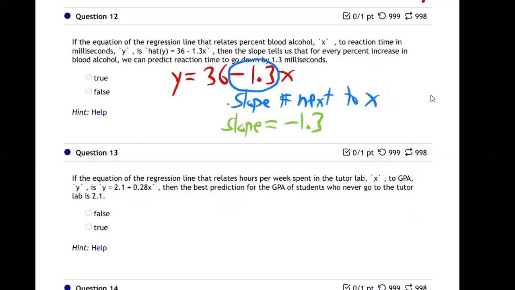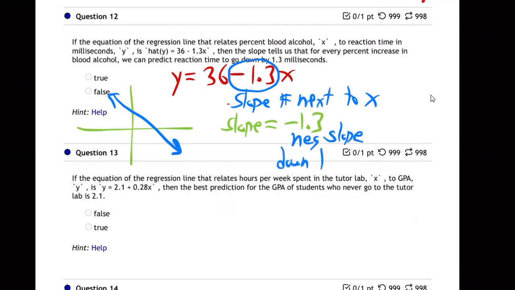Negative 1.3, which means that if you were to graph this line, it's a line going down. Negative slope, down to the right, right? It's a line going down to the right. And what are the connections? What are the variables here? Well, it says percent blood alcohol, X. This is percent blood alcohol, blood alcohol level. And Y, reaction time.